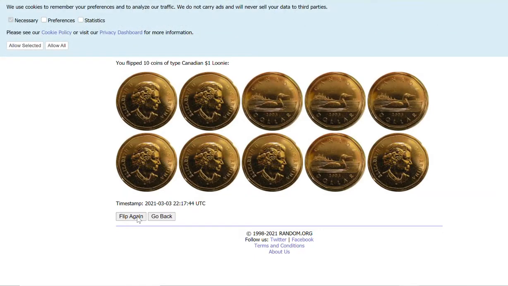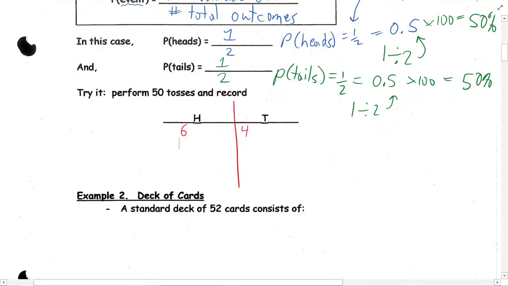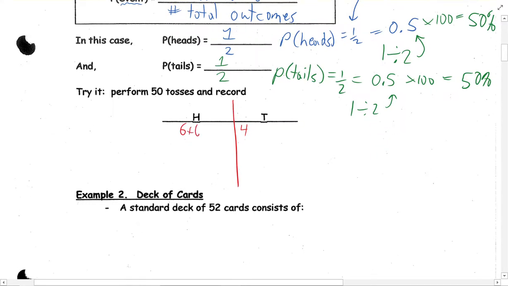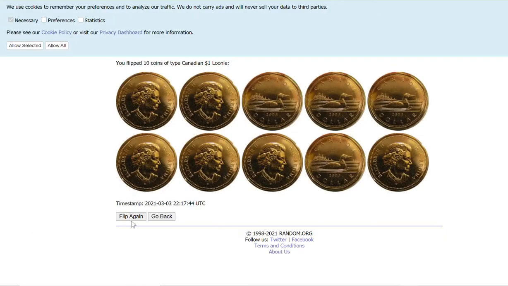And then we got heads. We have 1 heads, 2 heads, 3, 4, 5, 6. So now we have 6 heads. So we'll go plus 6. And then this would be 4 because there's only 10 coins. So they got to add up to 10. We'll go back. We'll flip again.